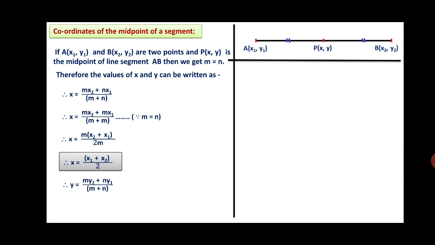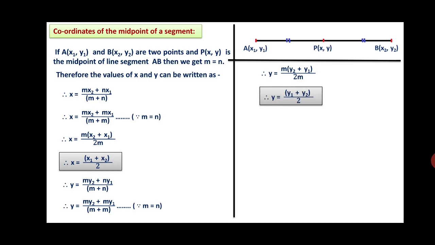Also y is equal to, we know that, (my2 + ny1) divided by (m + n). Again we will substitute the value of n as m. Therefore y is equal to (my2 + my1) divided by (m + m). So y will be, m is out, in the bracket there will be (y2 + y1) at the numerator divided by twice m at the denominator. M gets cancelled and you are getting y equal to (y1 + y2) divided by 2. So this is the y coordinate of point P.